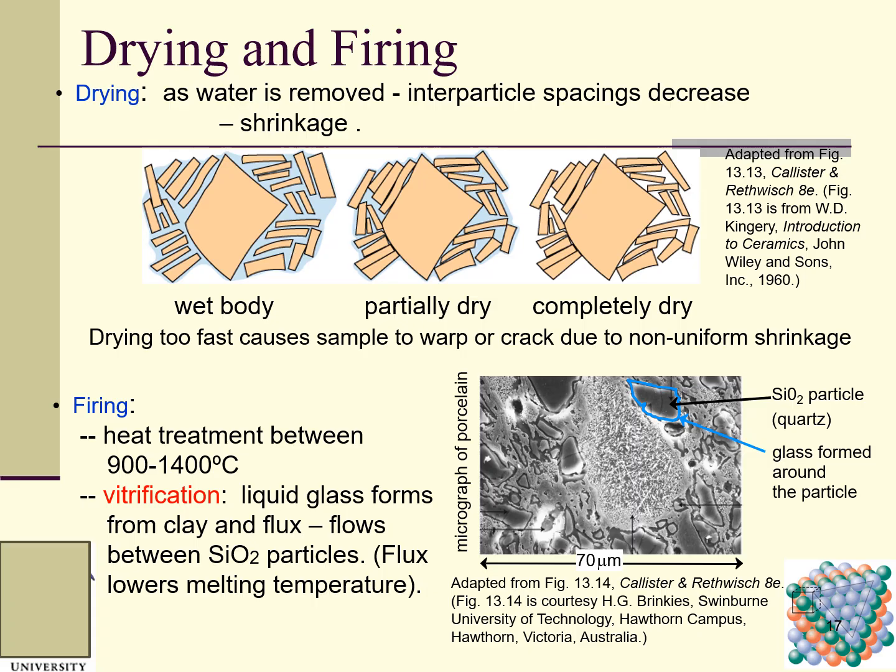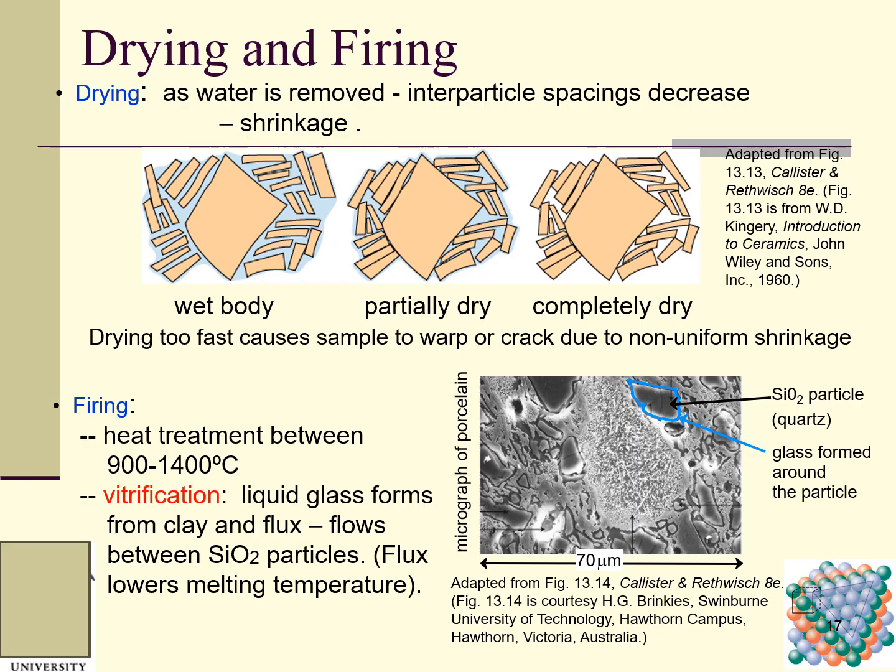And so this then talks about firing. Firing, as the name suggests, we use a fire to heat treat this material, with heat treatment between 900 degrees C to 1400 degrees C. Vitrification. Okay? So what is vitrification? Liquid glass forms from clay and flux, flows between silicon dioxide particles. Flux lowers the melting temperature.